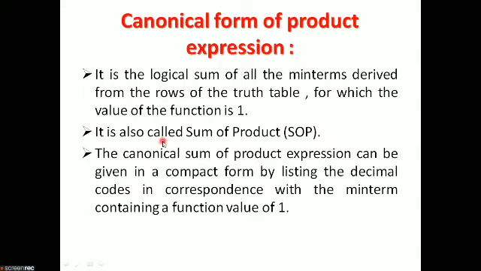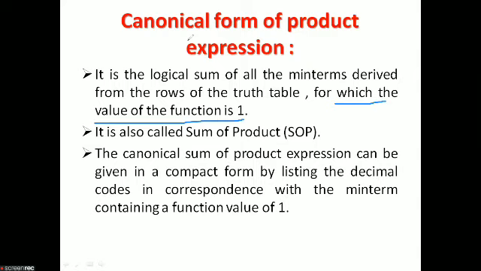Similarly, it is also called sum of the product, that is SOP. The canonical sum of the product expression can be given in a compact form by listing the decimal codes in correspondence with the min term containing a function value of 1. This is a very important line, that for which the value of the function is 1. This is a very important thing. In case of the sum of product, we will be considering the values of the function where the value is 1.